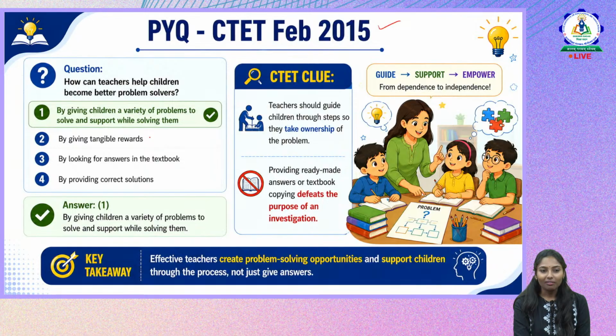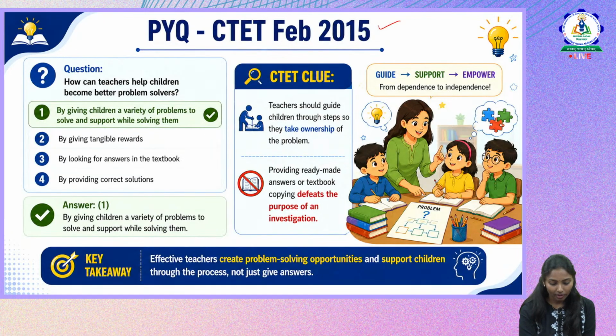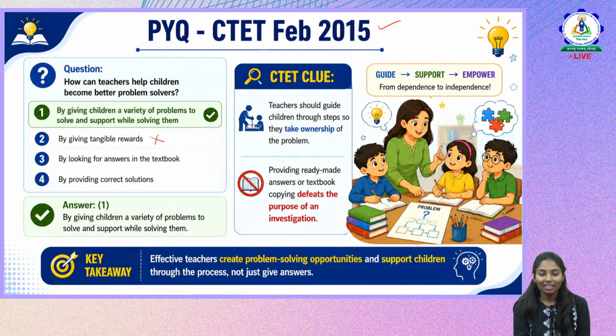So the next option is, by giving tangible rewards. By giving rewards, can you think we can help them become problem solvers? We can motivate them, but we cannot help them in that way. So this is also an option we can eliminate. By looking for answers in the textbook. Looking for the answer in the textbook is nothing but giving straight away the answer without letting them think or solve anything. So we can eliminate this option also. By providing correct answers. If we give correct answers, then they will not think at all. So in this way, we are also hindering their problem solving skills and thinking patterns and curiosity also. Because curiosity is a very important foundation for problem solving. Right? So now by eliminating the options, you can choose the correct option.